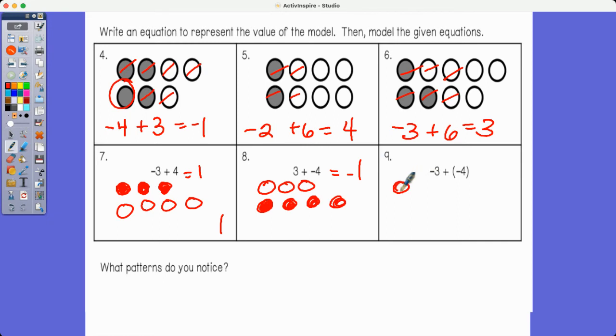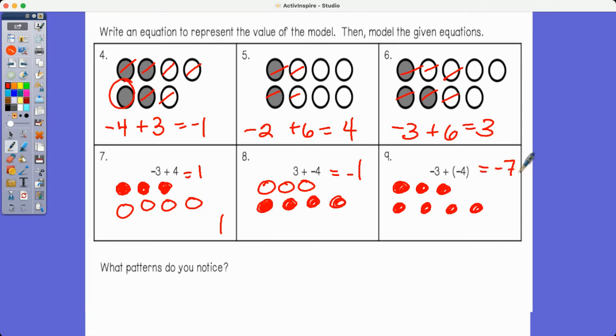Okay, this time I have negative 3 counters, 3 negative counters. Then I have 4 negative counters. So what's my total this time? I hope we're all saying negative 7.